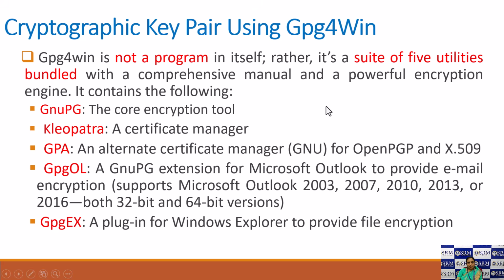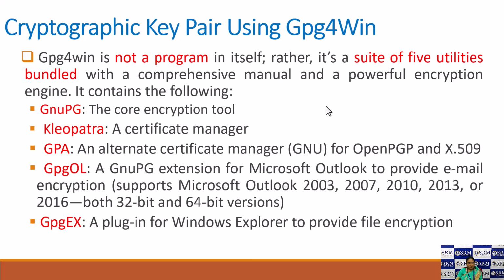So a cryptographic key pair using GPG4Win is basically not a program by itself. Rather, it is a suite of five utilities. What are the five utilities? They are bundled together as a package, right? The first one is GnuPG. I already told you GPG means GnuPG, which is your Linux-based operating system privacy guard. It's the core encryption tool.